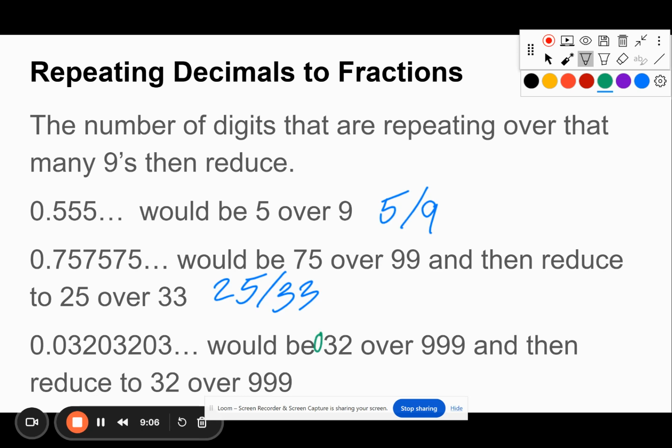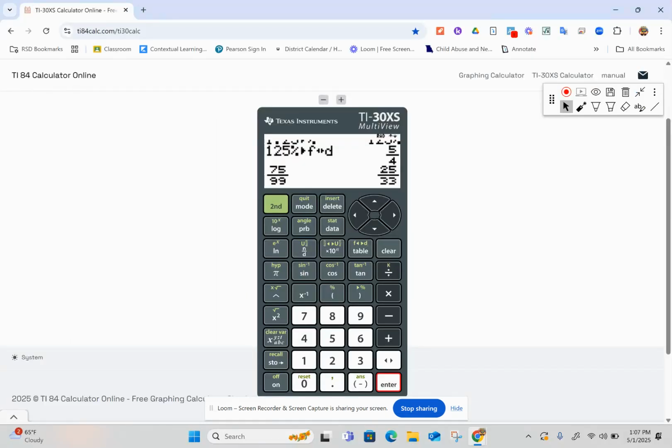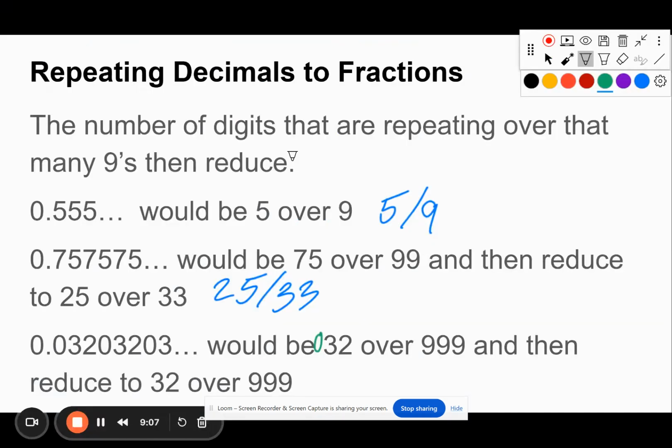Here, I'm not going to put this 0 in front of this on my calculator. If I do, I don't think it does anything. So even if I type in 032 and I put that over 999, let's make sure we hit all 9s. 32/999. Okay. So make sure you double check. So you get 32/999.